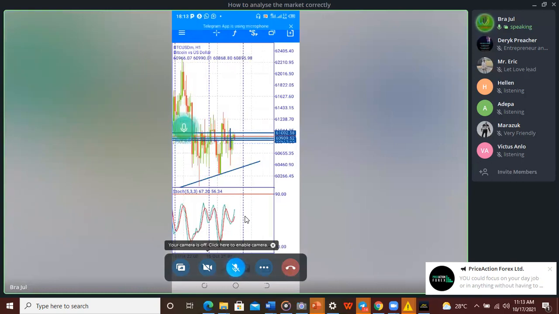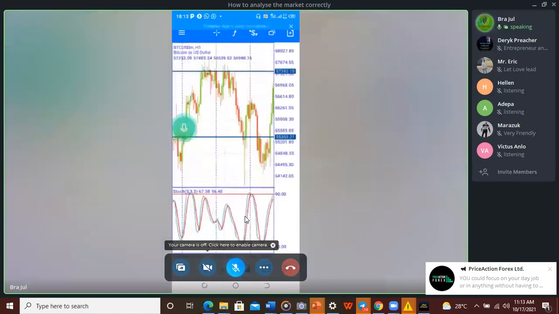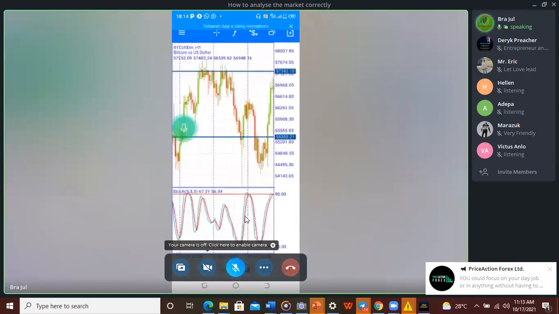So that's how it is. As you can see on your screen, the stochastic tells you when the market reaches an oversold and overbought level, and for you to take the buy or the sell.